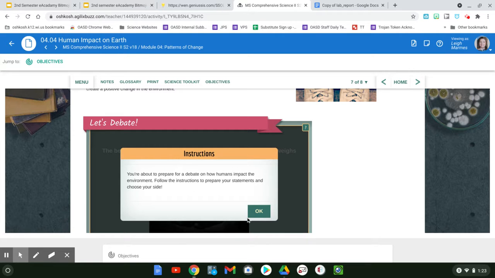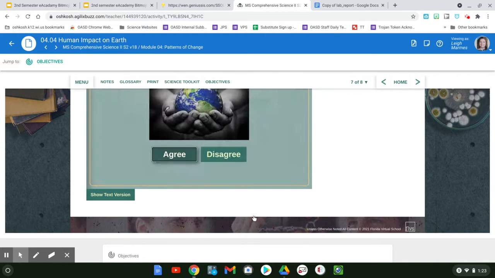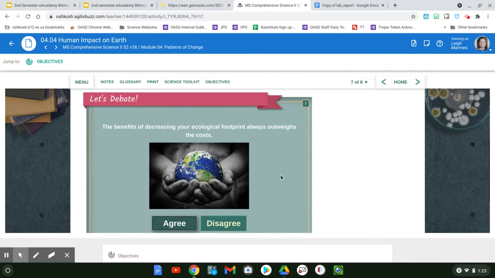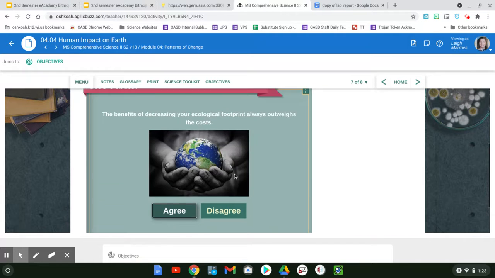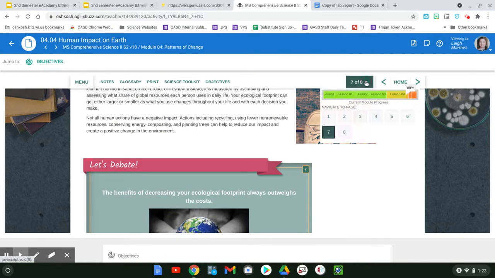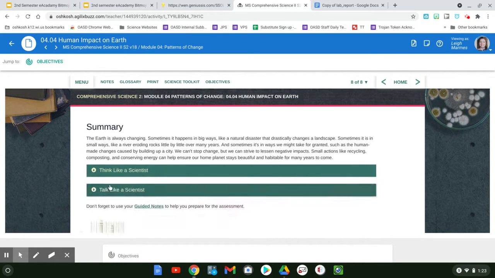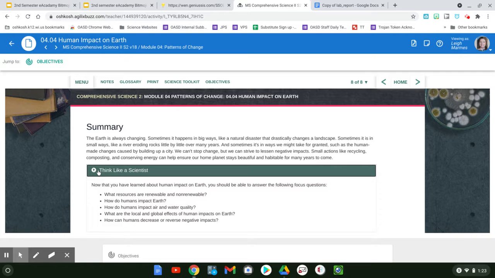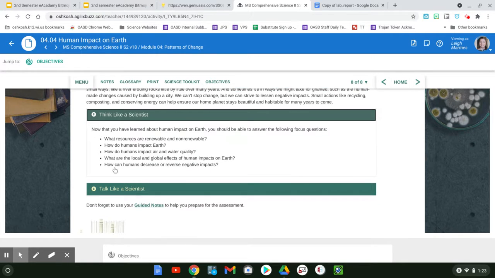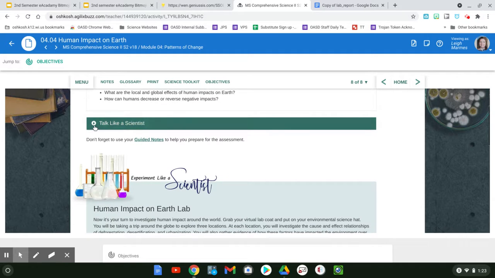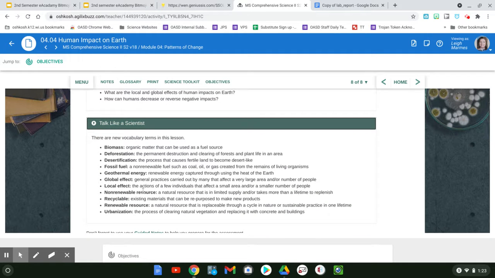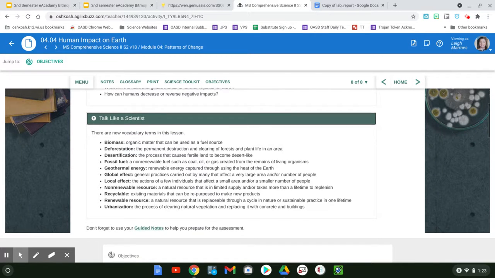And when you're having a conversation with people, you want to be respectful of their ideas, but definitely, do you agree or do you disagree? And this, I think, takes you on a little choose your own adventure. So that could be interesting. Now we're going to think like a scientist and talk like a scientist. So we're going to think about what the renewable and non-renewable energies are, our impact on water, on the earth in general. And then we've got vocabulary such as biomass, deforestation, desertification, geothermal energy, if you know what that is.